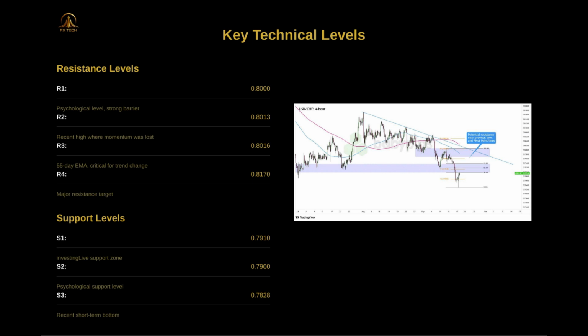For support, we're watching S1 at 0.791, identified by investingLive as a key support zone. S2 at 0.79, an important psychological support level. And S3 at 0.7828, the recent short-term bottom. These levels create a clear framework for potential trade entries, targets, and stop-loss placements. Monitoring price action around these levels will provide valuable clues about the pair's next directional move.